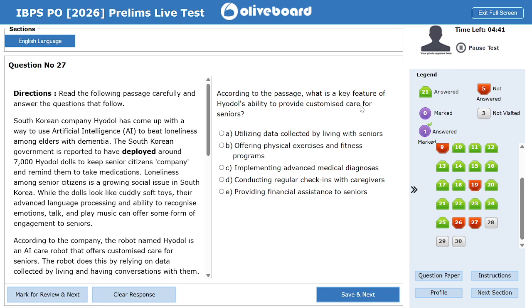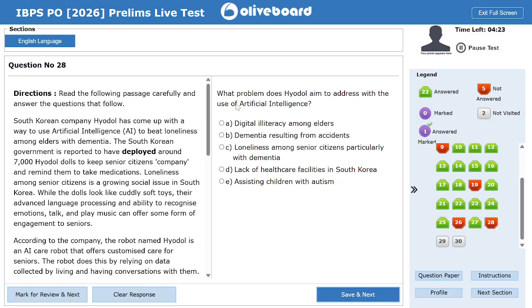What is a key feature of Hydol to provide customer care in utilizing data collected by living offering: physical education, fitness program, engineering, advanced medical diagnosis, regular check-ins with caregivers, providing financial assistance? What problem does Hydol aim to address with the use of artificial intelligence? Lack of healthcare in South Korea, assisting children with autism.